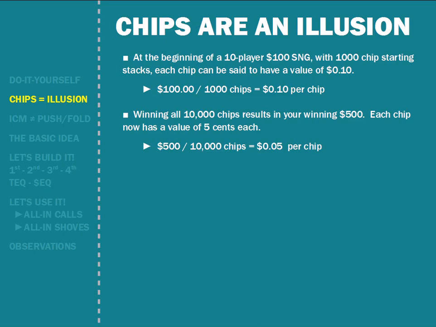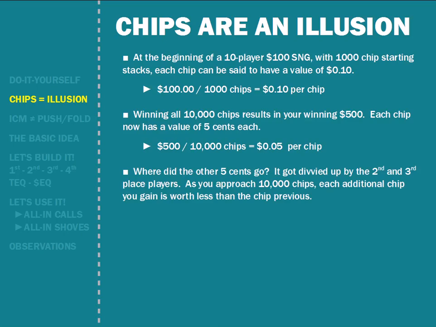But you only end up winning $500 and not $1,000. I mean, there's $1,000 in the prize pool. You won everything, and yet you only win $500. So each chip now can be said to have a value of 5 cents apiece, right? $500 divided by 10,000 chips, if I've done the math right, should be a nickel per chip. So where did the other nickel go? Well, it got divvied up by the second and third place players, who even though they busted out before you, got a prize. And that's how sit-and-goes work, right?